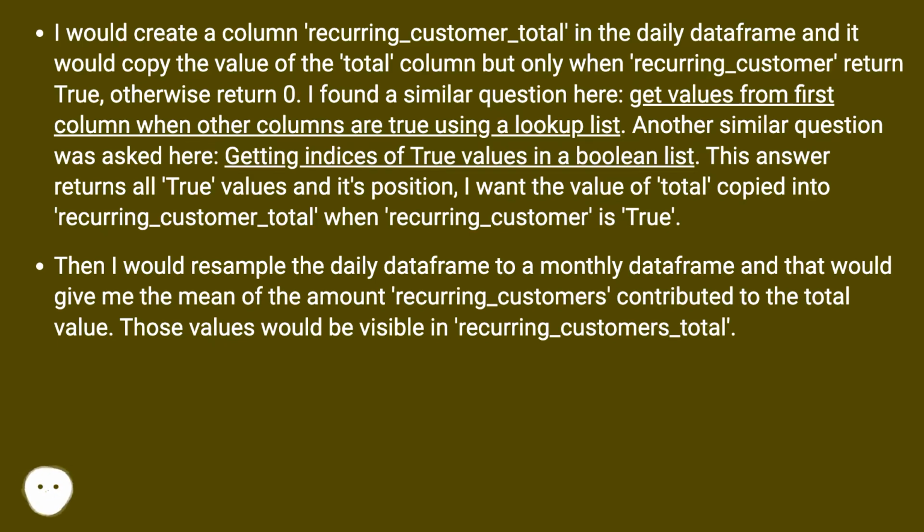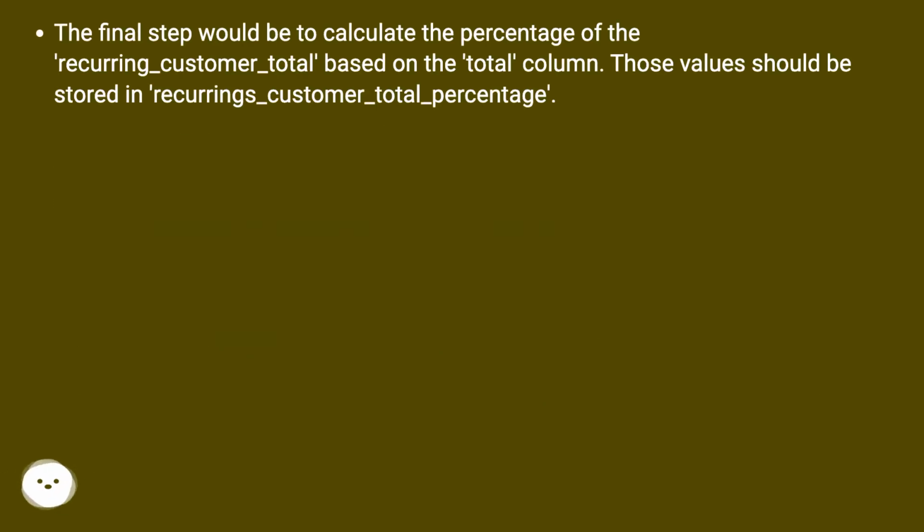Then I would resample the daily data frame to a monthly data frame, and that would give me the mean of the amount recurring_customers contributed to the total value. Those values would be visible in recurring_customers_total. The final step would be to calculate the percentage of the recurring_customer_total based on the total column. Those values should be stored in recurring_customer_total_percentage.